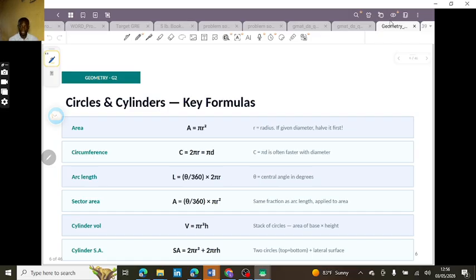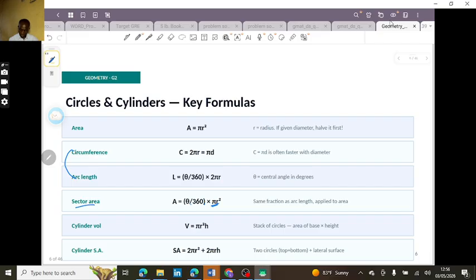Area of a circle, pi r squared. Then circumference. Arc is part of the circumference. That is why length of arc is theta over 360, and we just added 2 pi r. Sector is part of the area. That is why area of a sector is theta over 360, and we just added pi r squared.